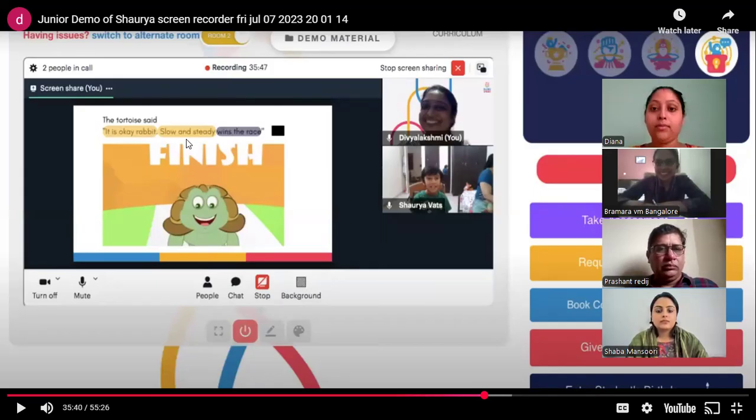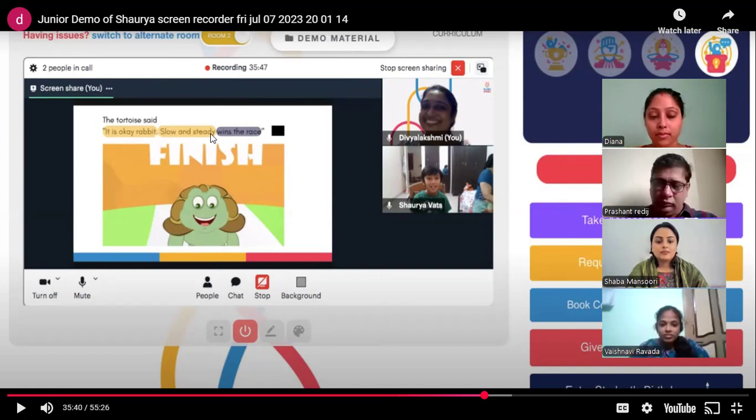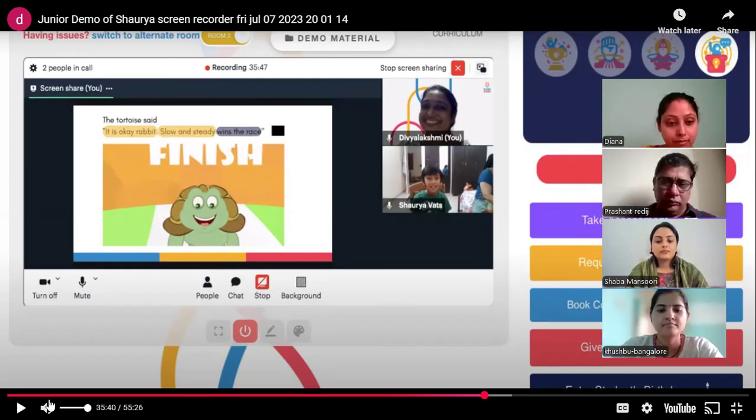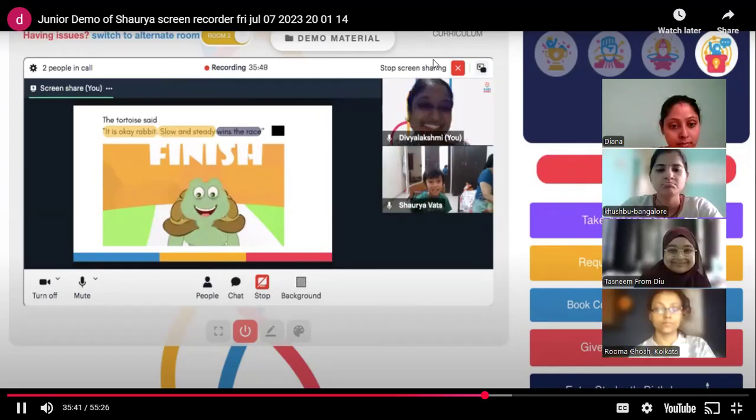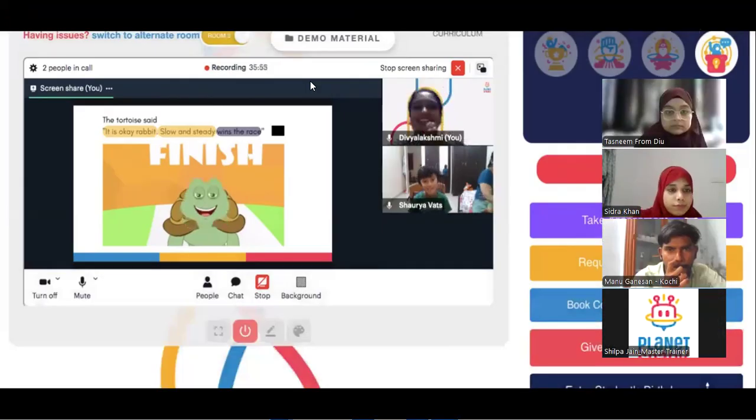Got it. So understood the difference, teachers? The words in the lighter shade need a softer, slower tone, whereas the words in the darker shade need a higher pitch and high energy. Okay. Lower down your hands and let's continue. It's okay, rabbit. Slow and steady wins the race. Very good, Shaurya.